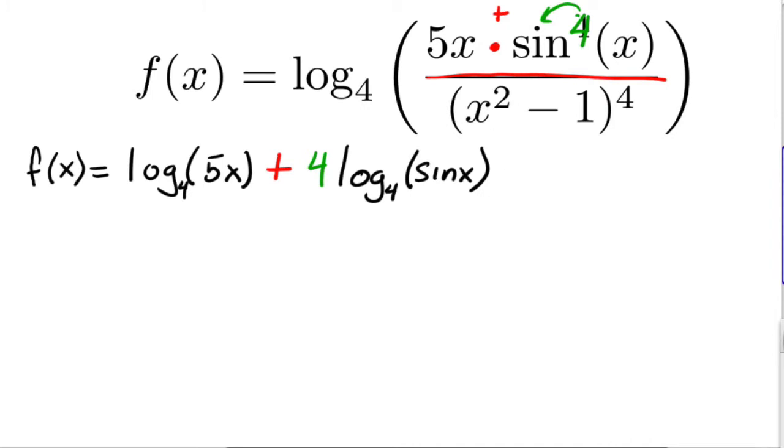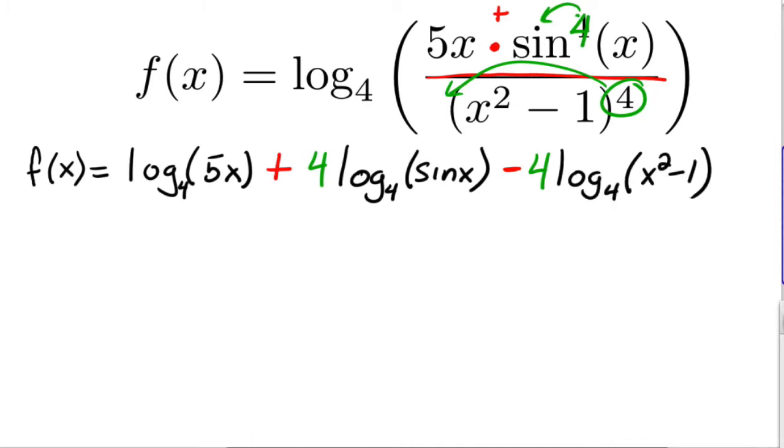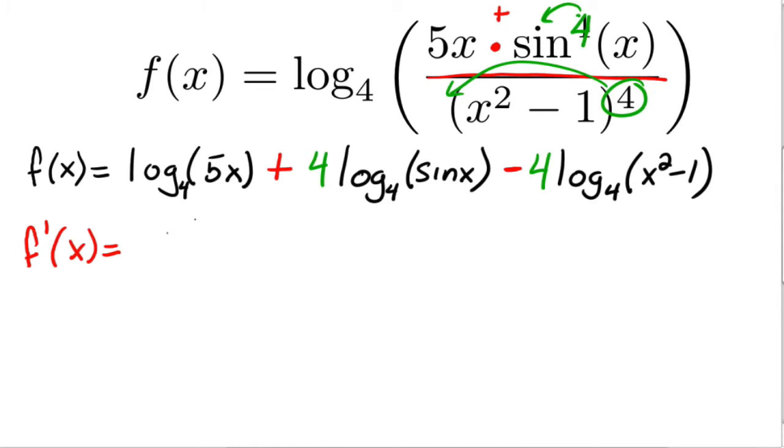Okay, so since we're dividing, we're going to subtract this one, and then again this 4, we're going to bring it over. So 4 log base 4 of x squared minus 1. Okay, so then we can simply get the derivative of it. So again, it's important to realize we're not using logarithmic differentiation, which is where you get the log of both sides, then get the derivative of both sides. Here, we're just getting the derivative, and that's it.